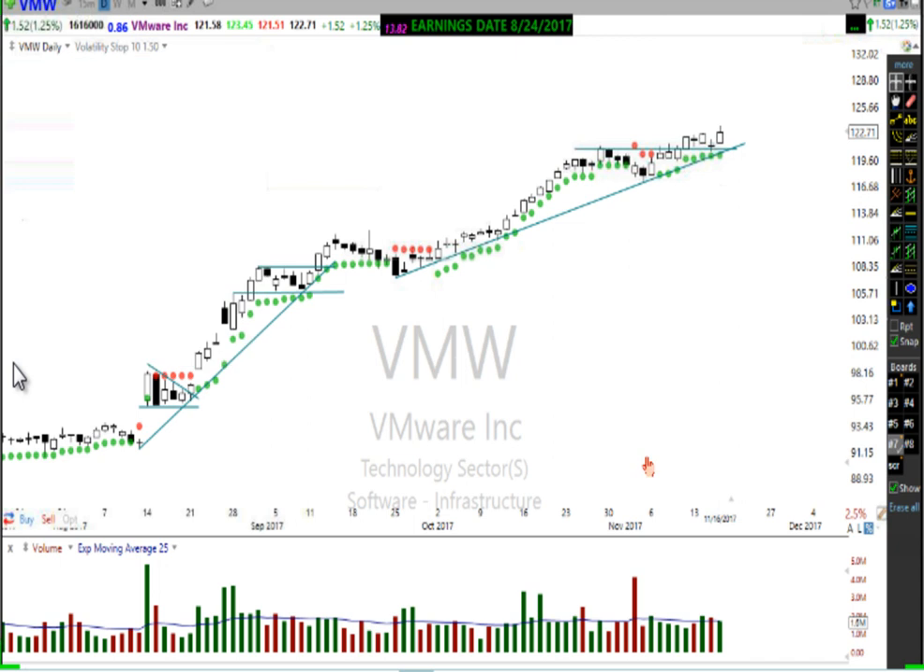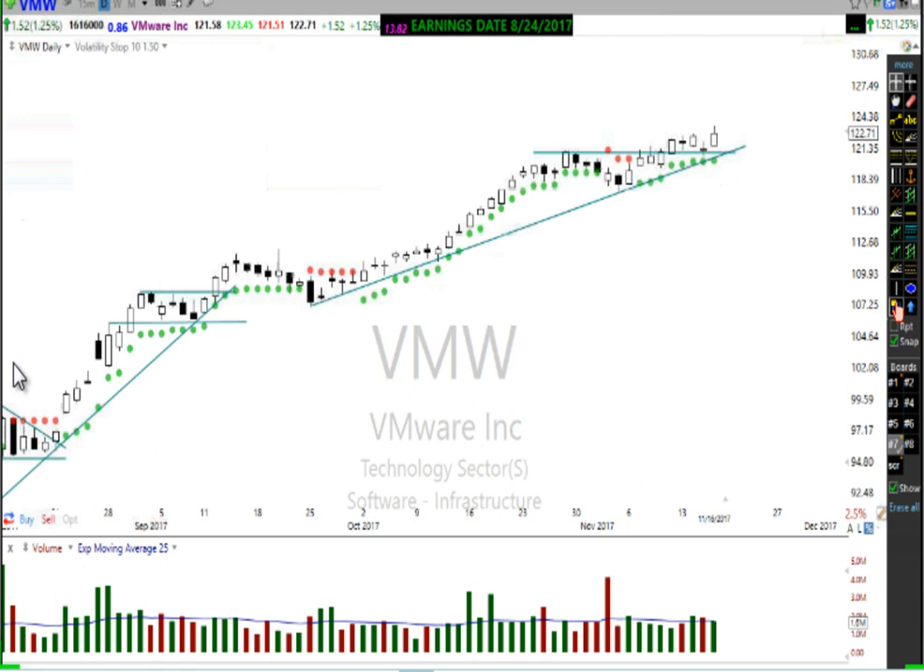By the way, can you guys see this? How great this pattern is right here? There's that beautiful pop out of the box pattern, break out of resistance, rest, pull back, buy signal, boink.